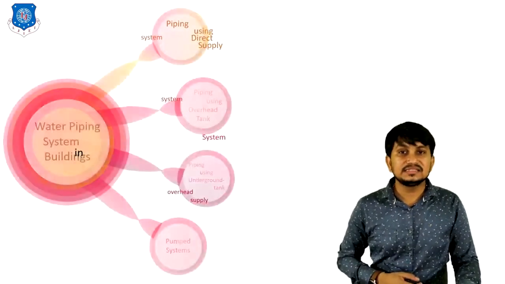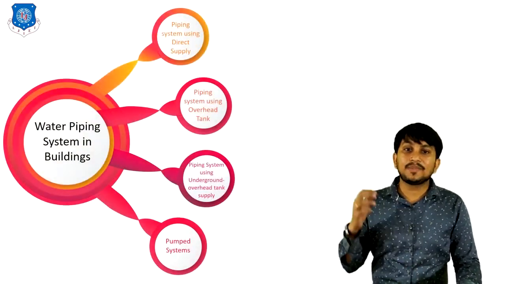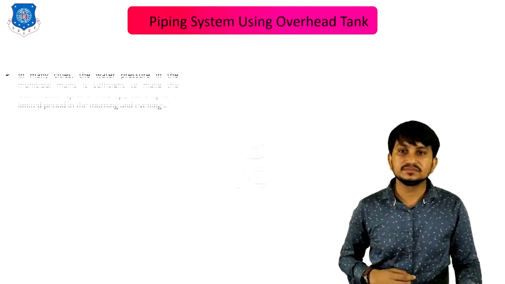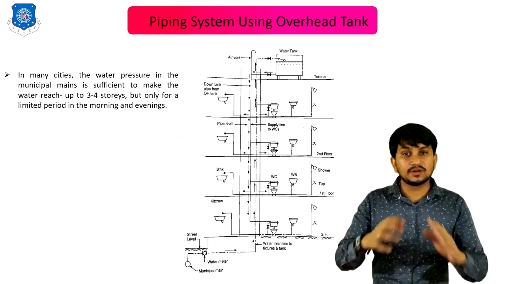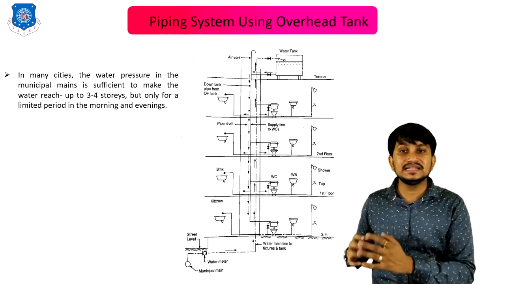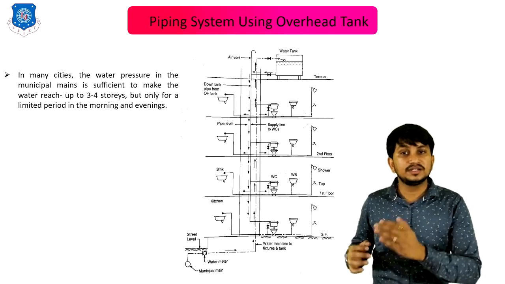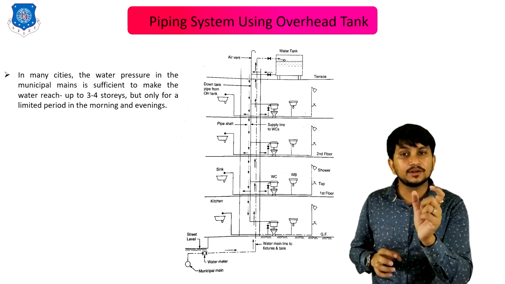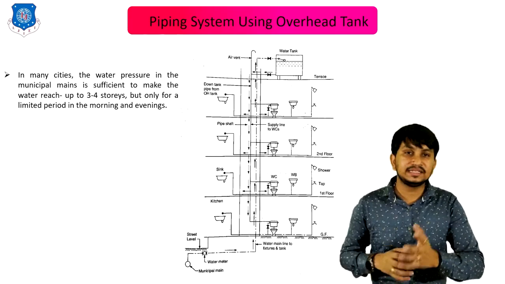Second system is piping system using overhead tank. In many cities, the water pressure in the municipal mains is sufficient to make the water reach up to 3 to 4 stories, but only for a limited period of time in the morning or in the evening.